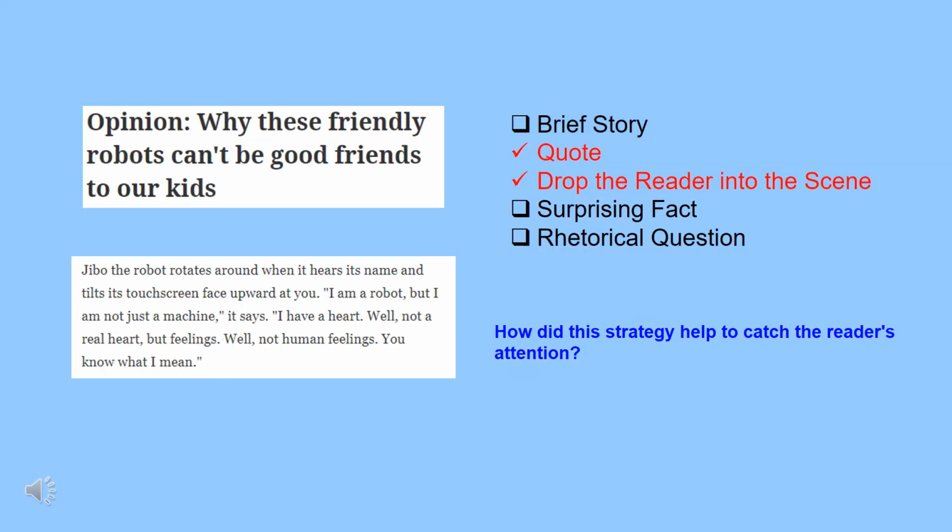In this next example, they've also used two strategies. They use a quote and they drop the reader into the scene. Opinion. Why these friendly robots can't be good friends to our kids.